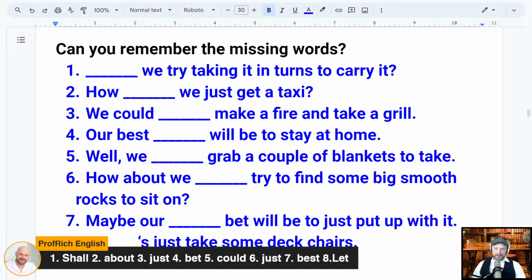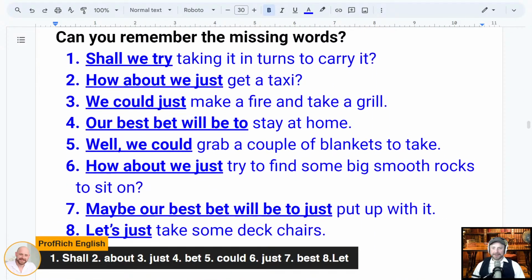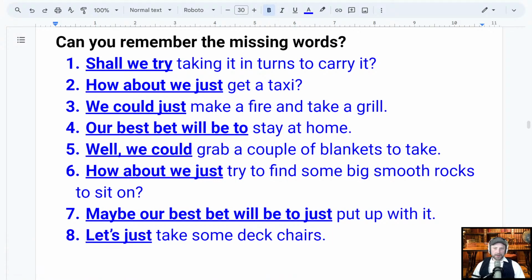So we've got: should we try? How about? We could just. Our best bet. Well, we could grab. How about we just? Maybe our best bet will be, and let's just. And there's the answers again. And you can see those also with the useful language highlighted. These are all phrases to make suggestions. Should we try? How about we just? We could just. Our best bet will be to. Well, we could. Maybe our best bet will be to just, and let's just.